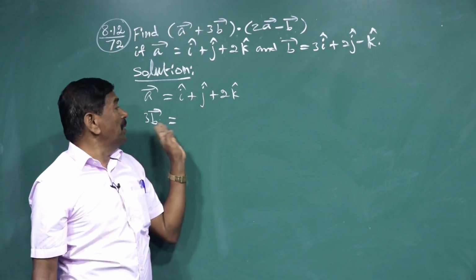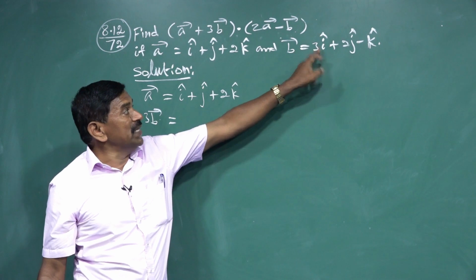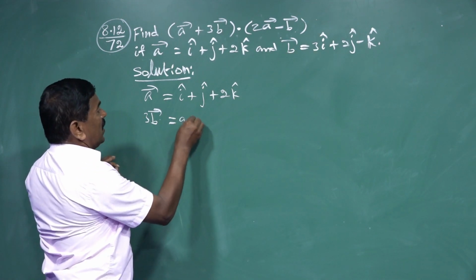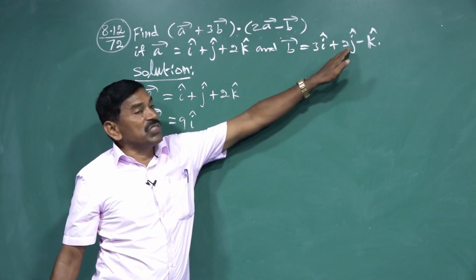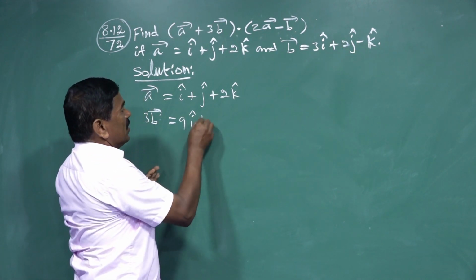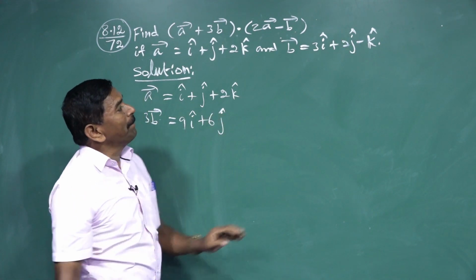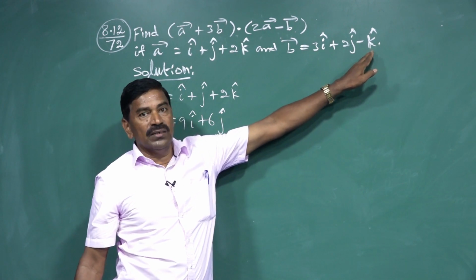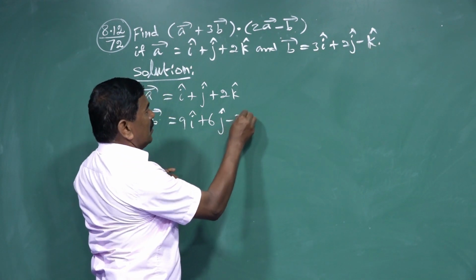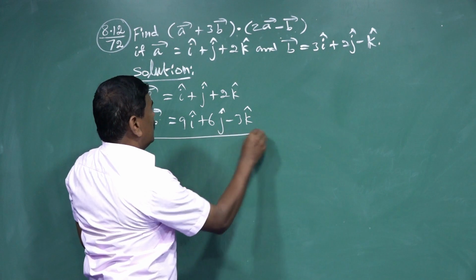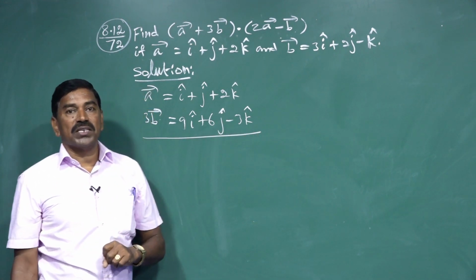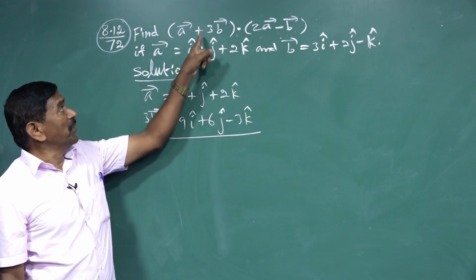Can you tell me what is 3B vector? Yes, 3 3s are 9, so 9 I cap, 3 2s are 6, 6 J cap, 3 into minus 1, minus 3K cap. Now, whether I want to add or subtract? Yes, I want to add because of the plus in the middle.